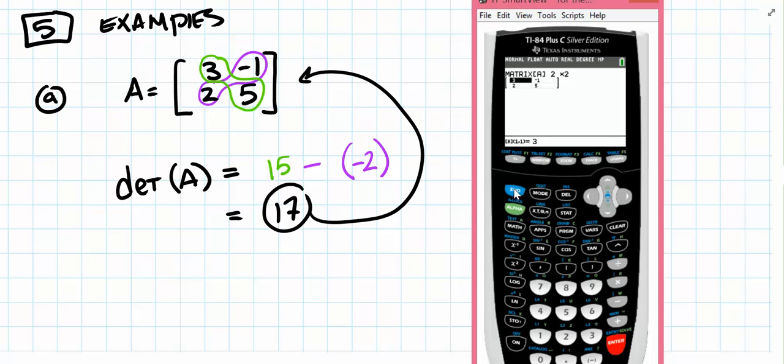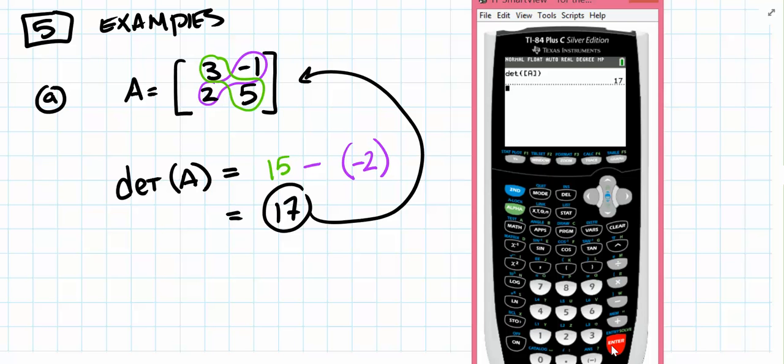And I am interested in the determinant. So if I go second matrix, and I go to my math folder, the very first one is DET, which stands for the determinant. So if I push enter, the calculator says the determinant of what? And you enter in the first matrix that we have stored in there. I push enter, and look, the calculator has produced the same exact result that we have calculated, and now we know how to do it.